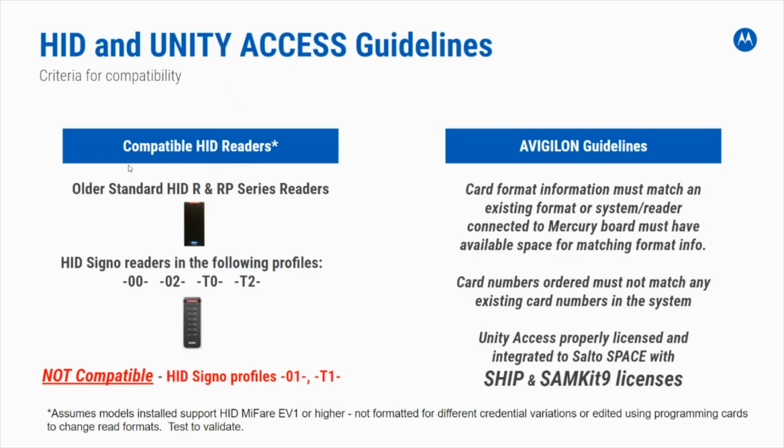Very important, there are certain readers this will work with and certain ones it won't. If you have the older HID R and RP series, what's been around for many years, those will support it as long as it's a model that accepts the reading of MIFARE and also has not been edited with any sort of programming card to remove that capability. In the HID Signo series, you can use the 20, T0, and T2 versions. These are the multi-class versions of them, where MIFARE is part of it.